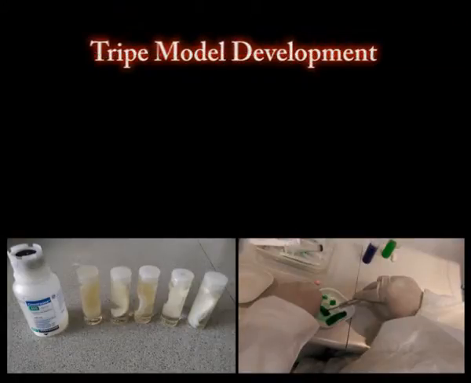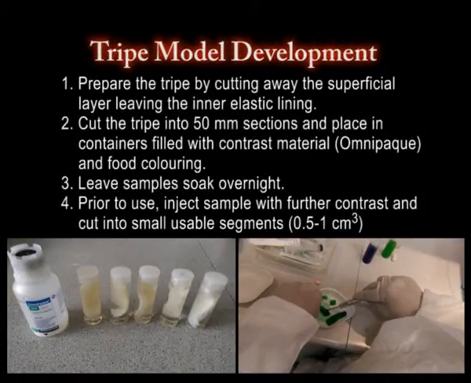The locally sourced tripe was cut into rectangular segments and placed in a container filled with iodine and food colouring. The samples were left to soak overnight and were further injected with iodine immediately before use.